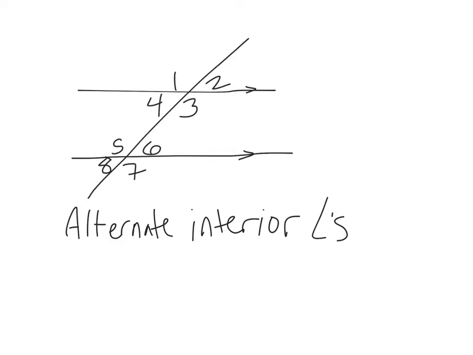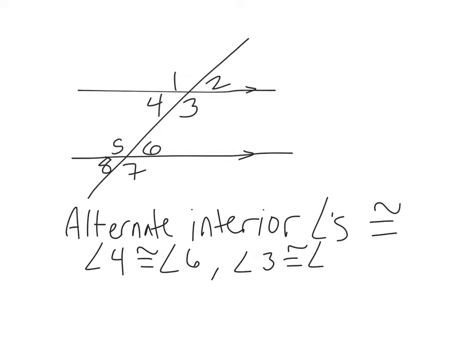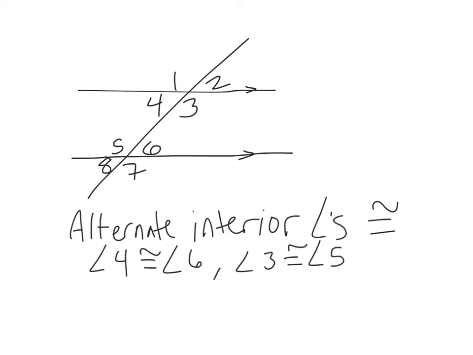Well, my alternate interior angles would be something like 4 and 6. And what do you think you know about those angles? They are congruent. And that'd be angle 4 congruent to angle 6. Angle 3 is congruent to angle 5. Alright, those are all alternate interior angles. Lovely.